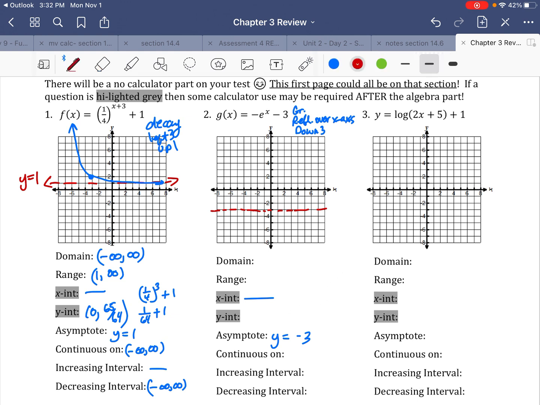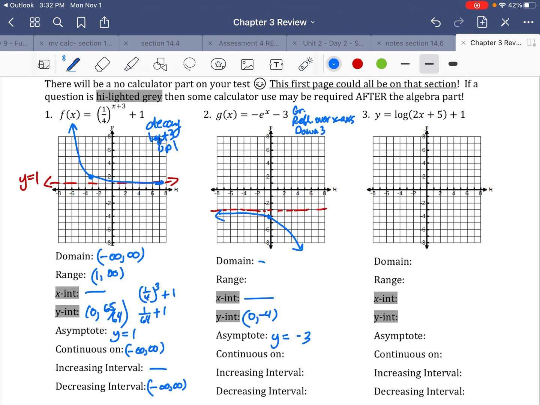All right, the y-intercept. The y-intercept was at x equals 0, so I have negative e to the 0, so it'd be negative 1 minus 3, so it'd be negative 4, so 0, negative 4. So there it is right there, and we can kind of know that it's going across here.